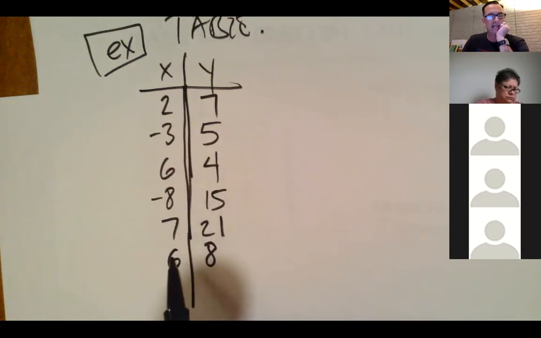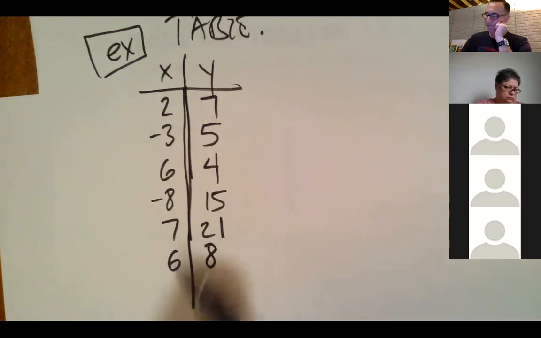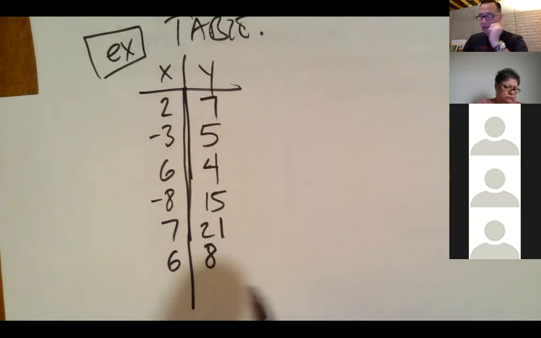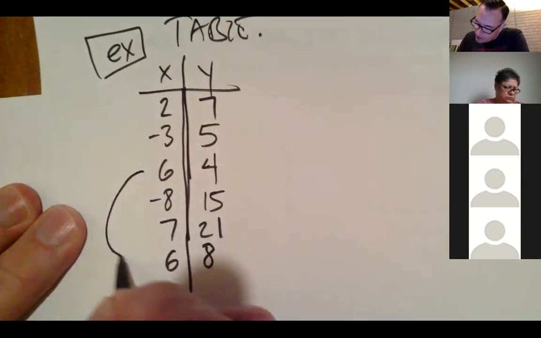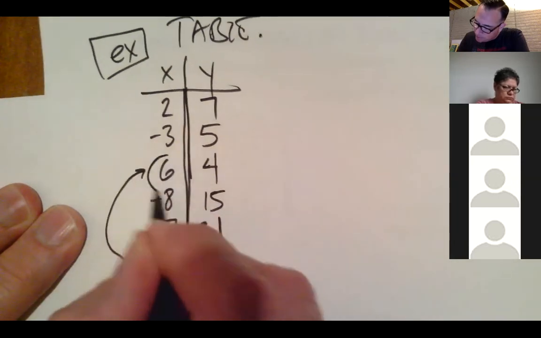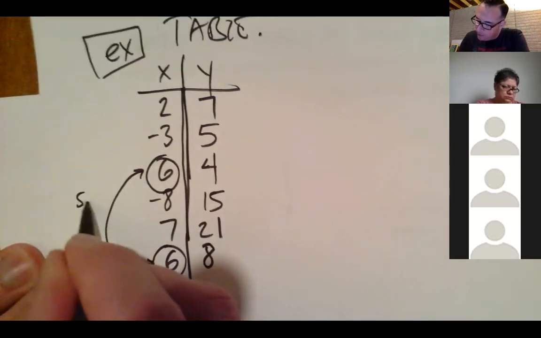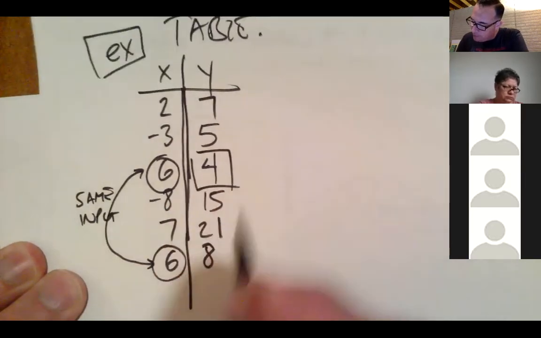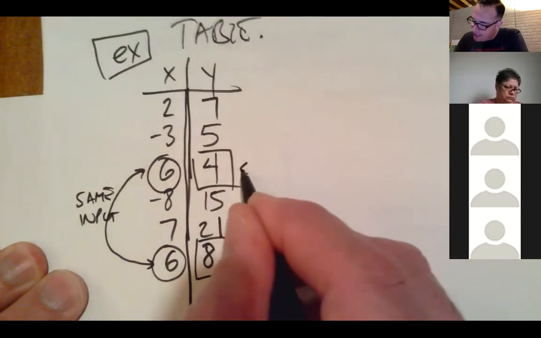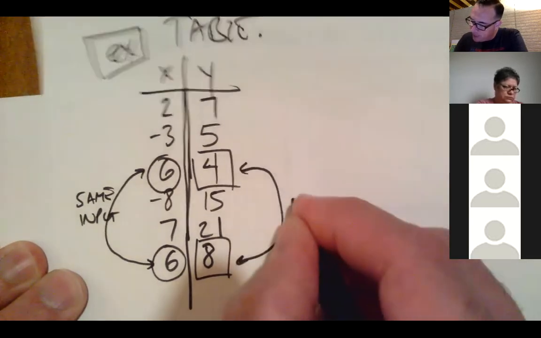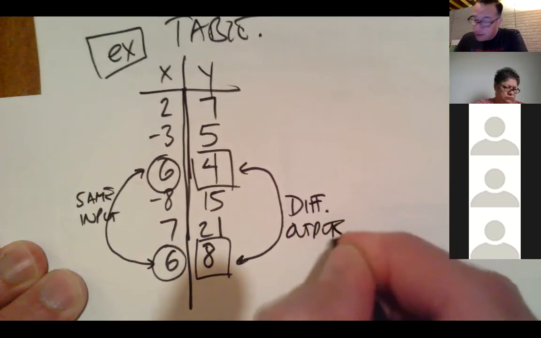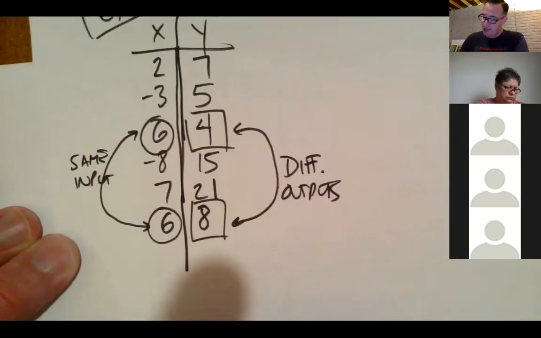As soon as I get 6 also going to 8, that means this input value 6 gives us more than one output value. So here, same input. And I'm going to put boxes around these and say different outputs. As soon as I get to something like that, not a function.